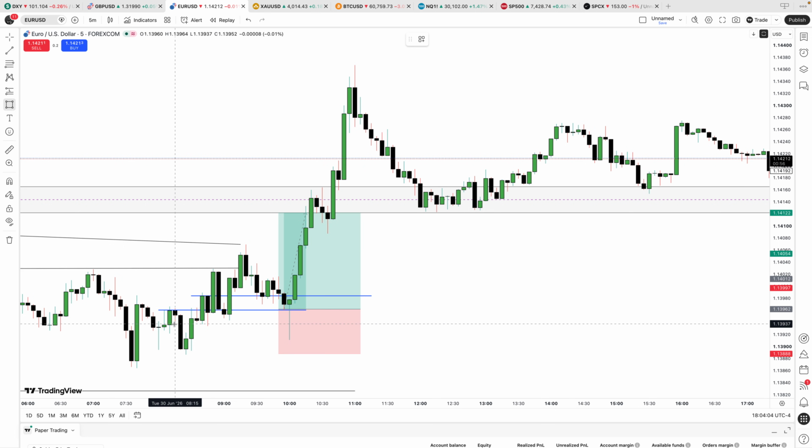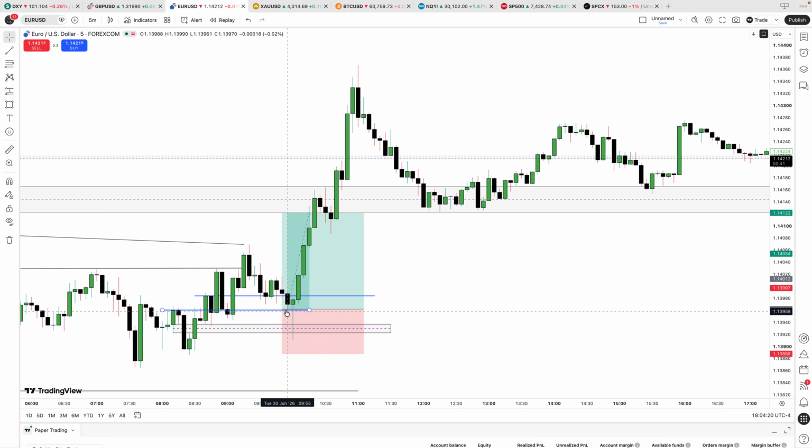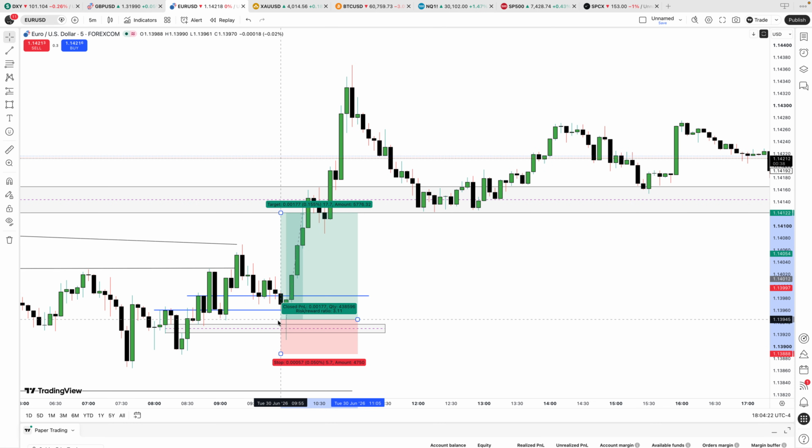We can identify this. There's a fair value gap here. There's a fair value gap here. There's an inversion fair value gap as well. So I would have to use this one cleanly. I use the inversion fair value gap. Why? It's safer for me, right? Because price is just going to test it really.